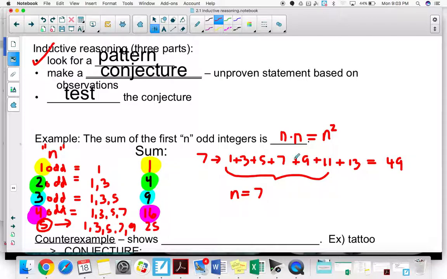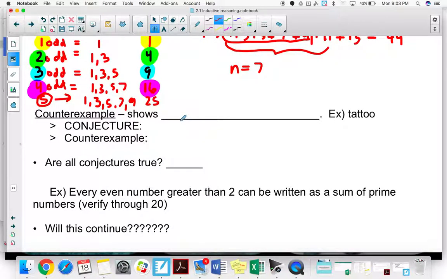So let's check that. Well, we already know, if we use our chart up here, that through here it was already 25. That's what we got down below. So 25 plus 11 is 36. 36 plus 13, yep, it's 49. So we just used inductive reasoning. We looked for a pattern. We made a conjecture. We tested it. And we were right.